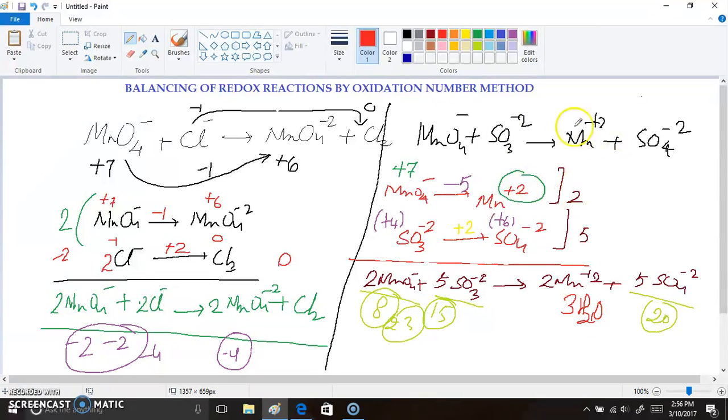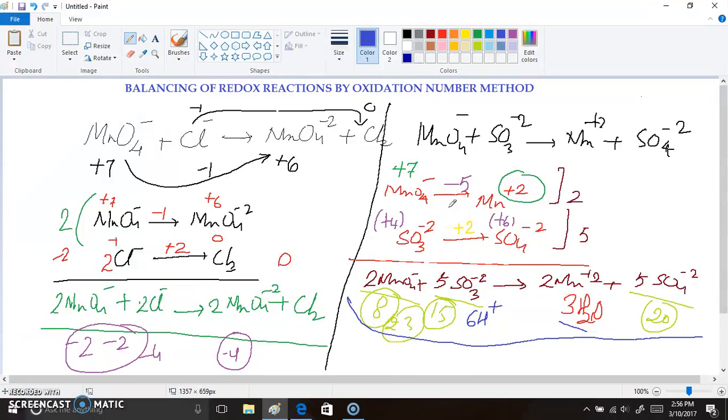Now just check how many hydrogens there are. This side has no hydrogens. This side also has no hydrogens. Recently we have added 3 water molecules, because of this you are getting 6 hydrogens. So those 6 hydrogens are to be added on this side, plus 6H+. That's how you can check whether this reaction is balanced or not.